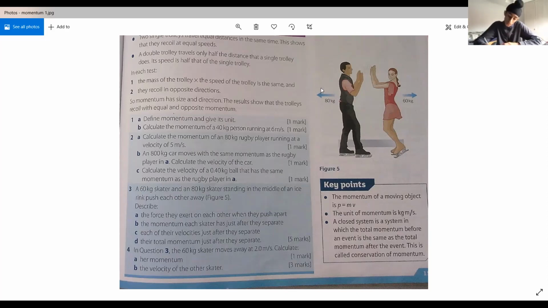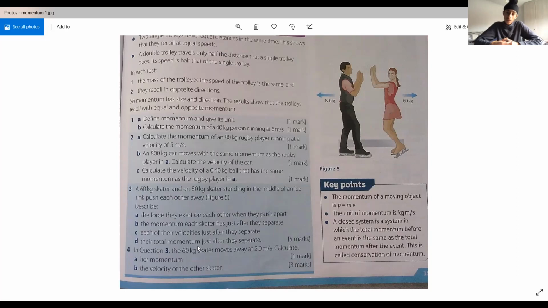Now, what about the lady? What will her momentum be? Hers will also be 480, but it's going to be positive, because it's going the other way. If I add the two values of momenta, 480 plus minus 480, what do I get? 960? Not quite, no. Sorry, 480 plus minus 480. Will it be 0?